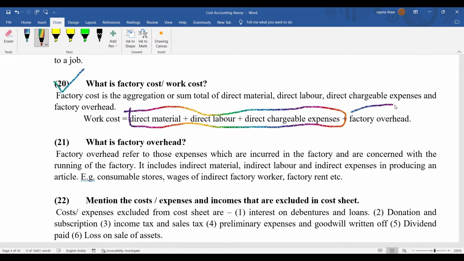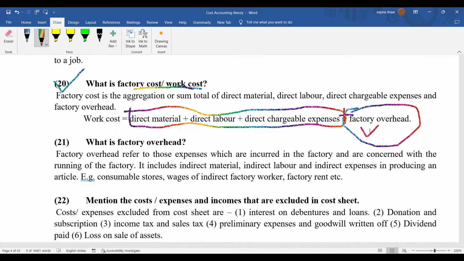Now once we include the factory overhead. What is factory overhead? The factory overhead is the opening stock of work in progress and closing stock of work in progress. We have to add the opening stock and reduce the closing stock. Once we include the factory overhead, we will get the factory cost or the work cost. So we can say that the factory cost is the aggregate of direct material, labor, chargeable expenses and the factory overhead. Once we include the factory overhead in the prime cost, we will get the factory cost.